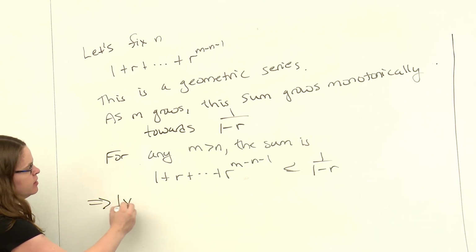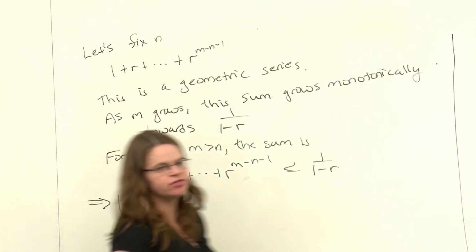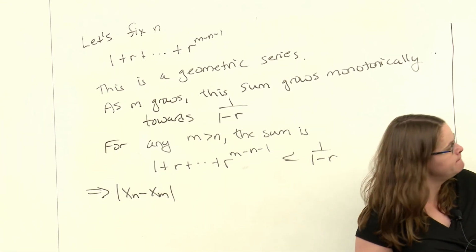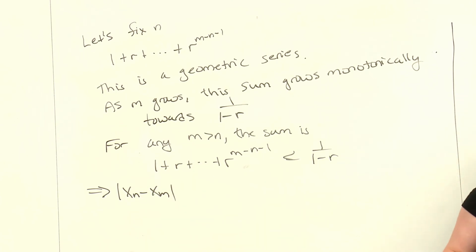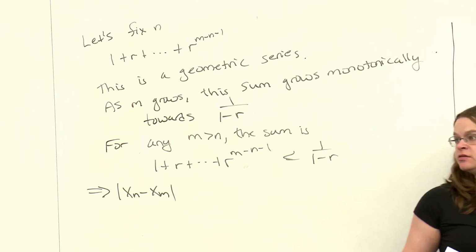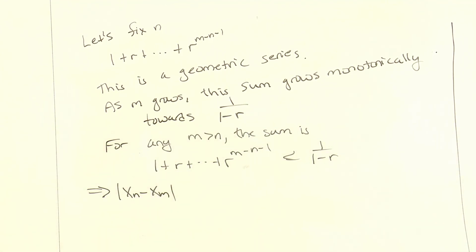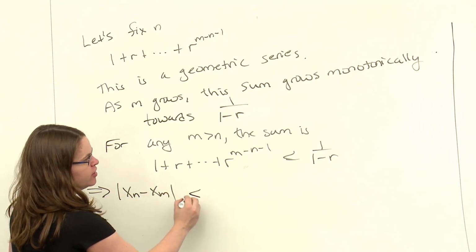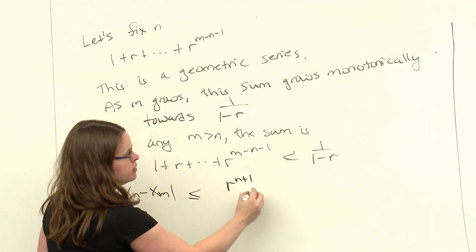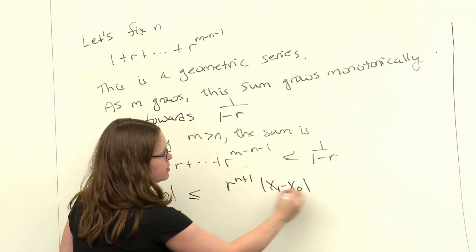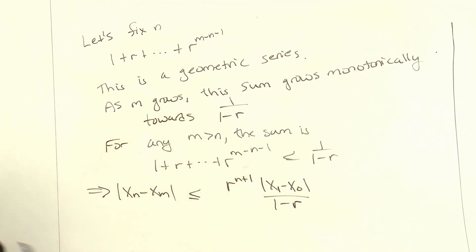Okay, so if we use that, again, we're trying to show this is a Cauchy sequence. We have xn minus xm. Now we have a bound on this that doesn't depend on m or n, which is convenient, right? This is complicated, but we can bound it. We don't need to know exactly what it is. We just need bounds. So this is going to be less than or equal to r to the n plus 1 times x1 minus x naught divided by 1 minus r. So it's just simplifying.